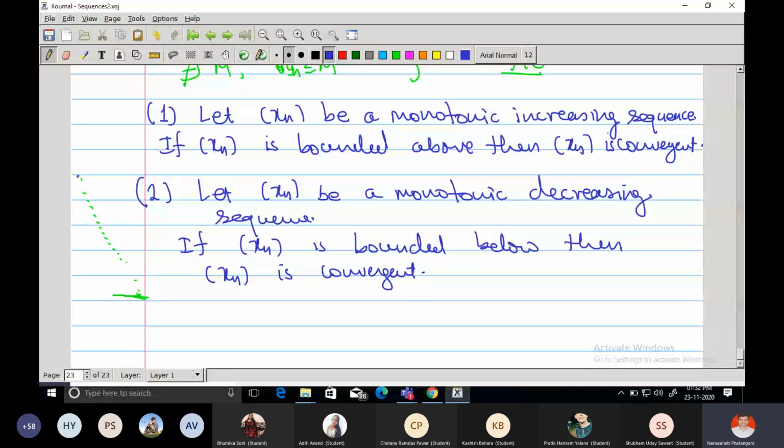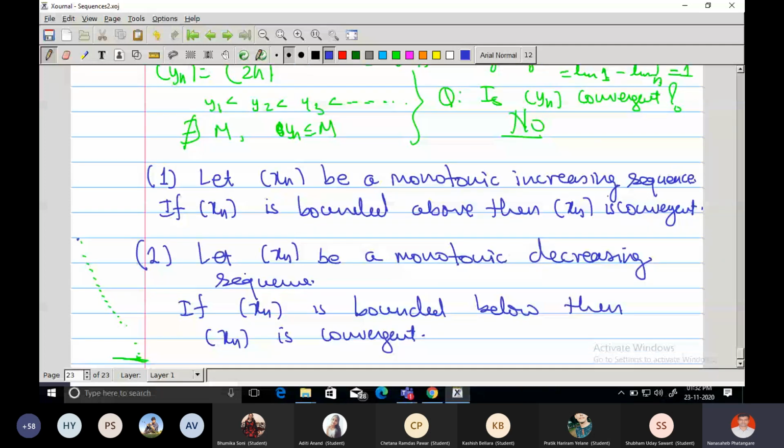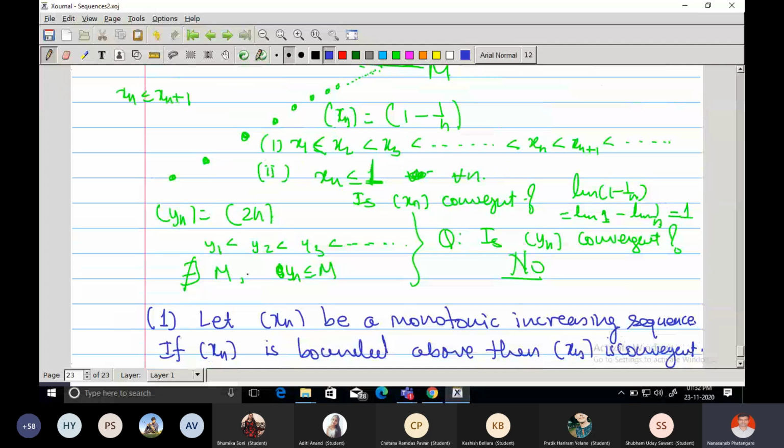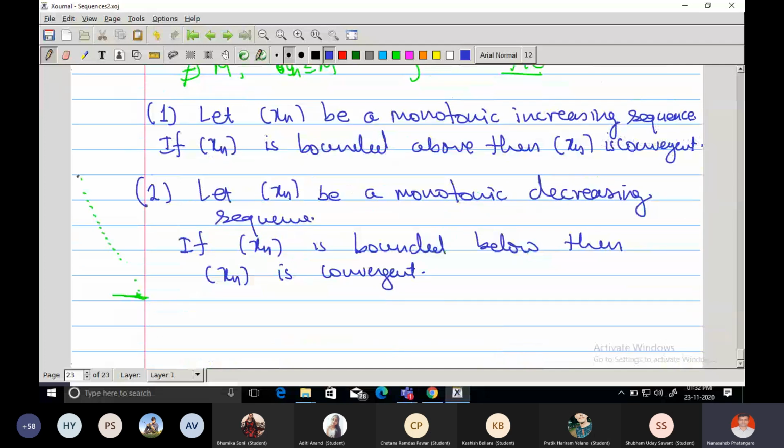Right, and you should be able to see the situation. You should observe these two examples and see the picture. If the sequence is going down, the tendency is decreasing. If nobody stops it, it has no lower bound, then it will diverge. But if it has a lower bound or is bounded below, then certainly it is going to settle down at some point. So it has a limit.